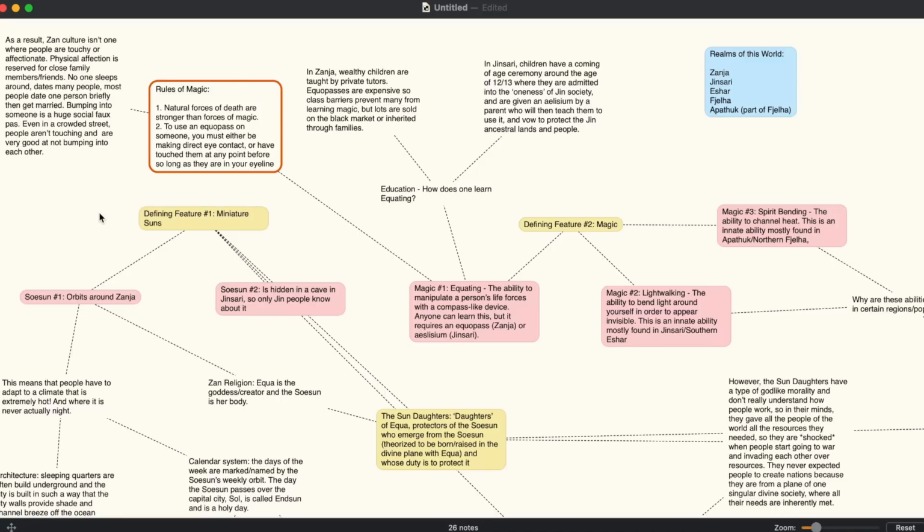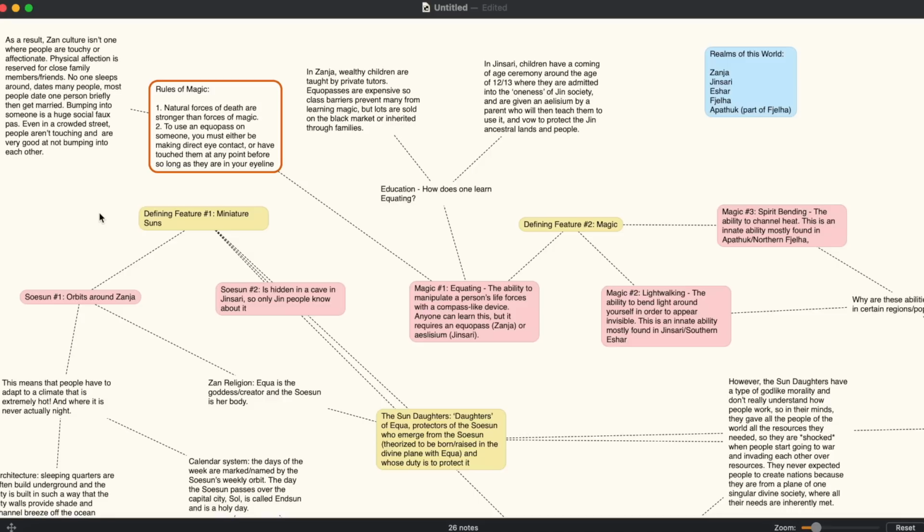You don't just hug people, you don't shake a stranger's hand, that doesn't happen. You date one person very briefly and then you marry them. Bumping into someone in a crowd is considered a huge social faux pas. Even in a busy crowded street, because Seoul is a very busy city, they have busy markets and stuff, there's a lot of trade there, so the streets are really busy, but even in these very busy streets, no one is touching, no one bumps into each other.